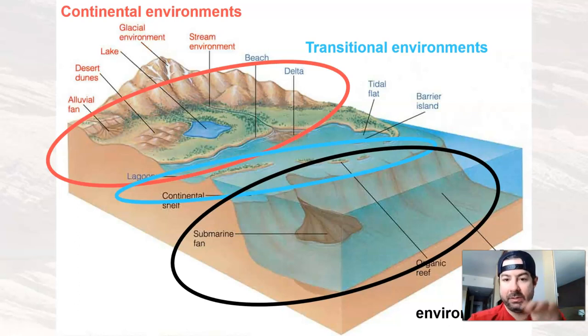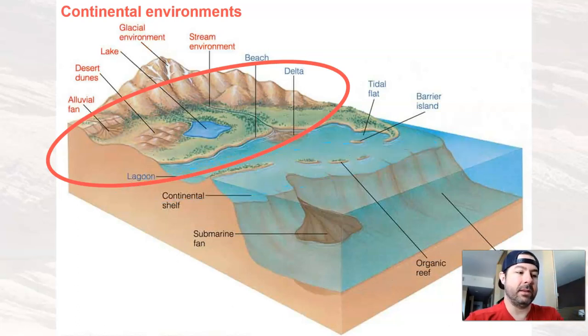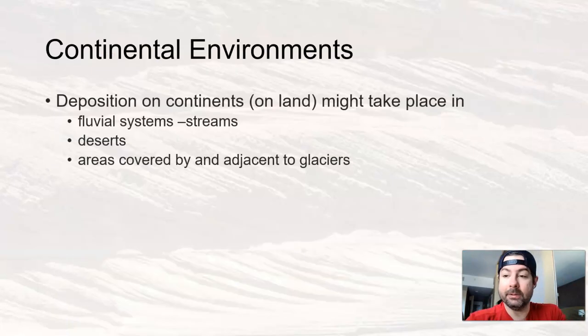Each of the next three sections will be dedicated to each of these environments. What do we see in rocks that help us infer that the sediment that was deposited to make those rocks came from one of these three environments? But again, let's focus on continental environments.